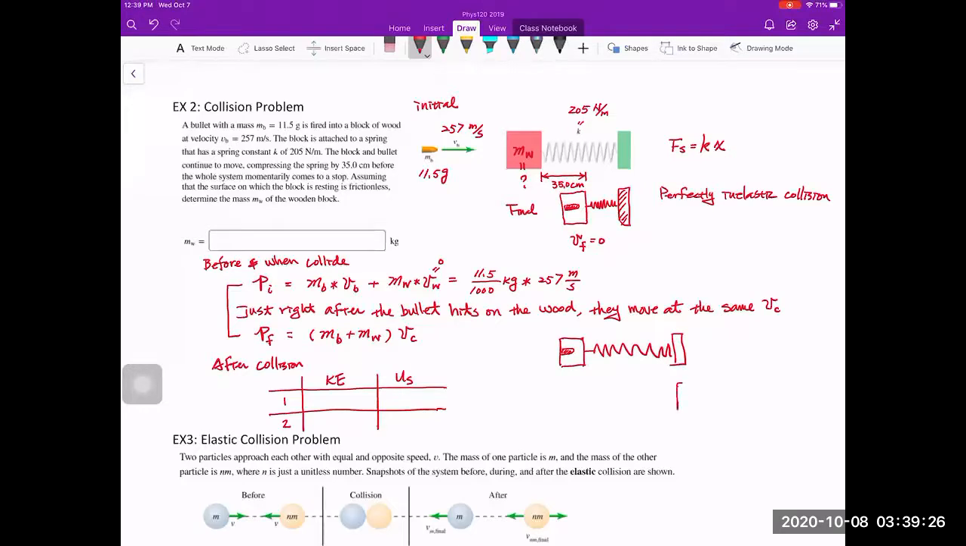And the second state is this, where the spring is compressed, and the bullet and the block move a certain distance. At this moment, the V in state 2 is equal to 0. This one here, the speed is V sub C, which is the one you get from the previous step. The distance between these two is 35.0 centimeters.